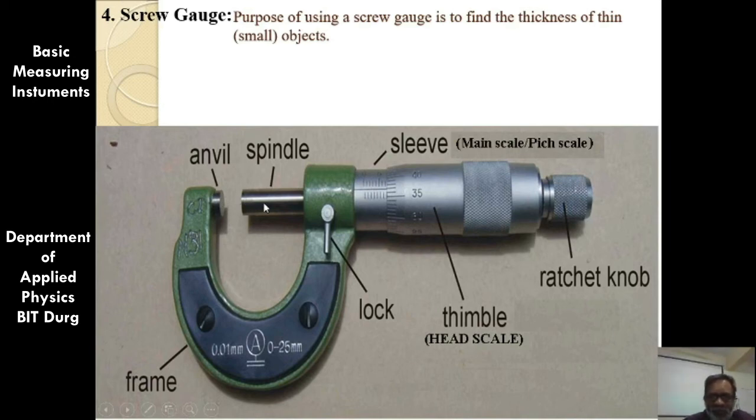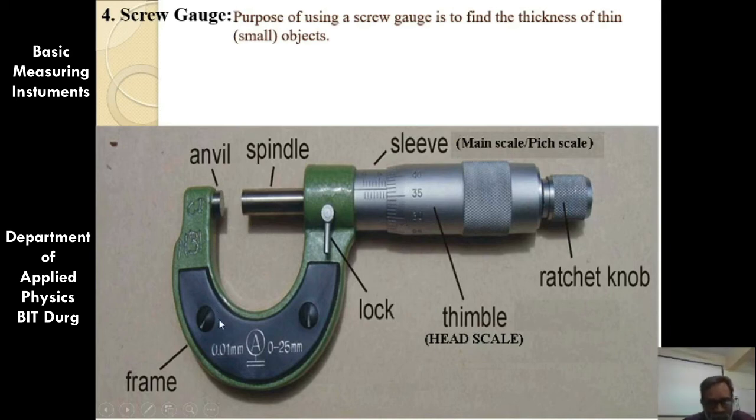This spindle is basically connected to a screw. That screw is inside this instrument. Then this portion is known as the sleeve. This is known as the thimble, and this scale is known as the head scale. This is the head scale, and this sleeve is known as the main scale. So this is the main scale, this is the head scale or the circular scale.